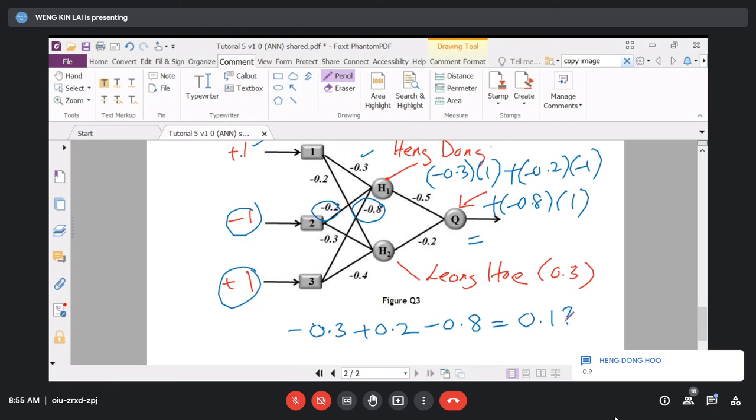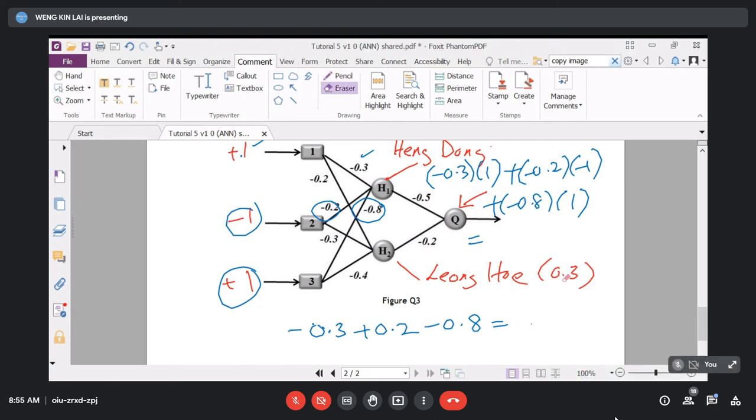So you must have taken the wrong value somewhere along the way. You get minus 0.9. This is only minus 0.9, right? Leung Ho, what do you think? Is Heng Dong correct? As I said before, I want the final output from this neuron H1. Rest of the class, what do you think? Now, is there something we have not used in the question?